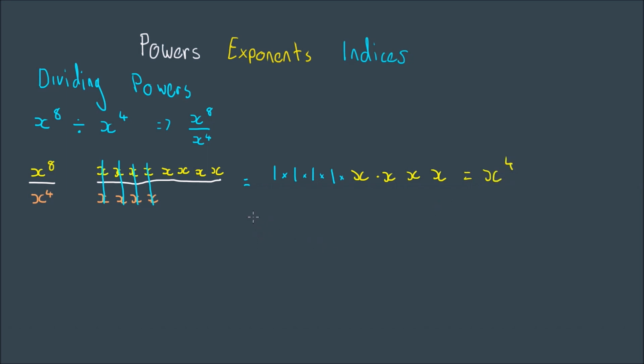So a shortcut is to think of the ones on the bottom and the top cancelling off until there's none left either on the top or the bottom. And the shortcut here is just to subtract. So when we're dividing, as long as the base number is the same, in this case x, whatever we have on the top and whatever we have on the bottom, we're just going to take the power on the top minus the power on the bottom, and that will get us straight to our answer.